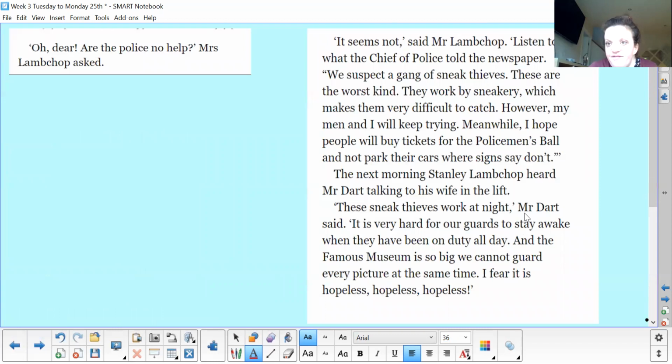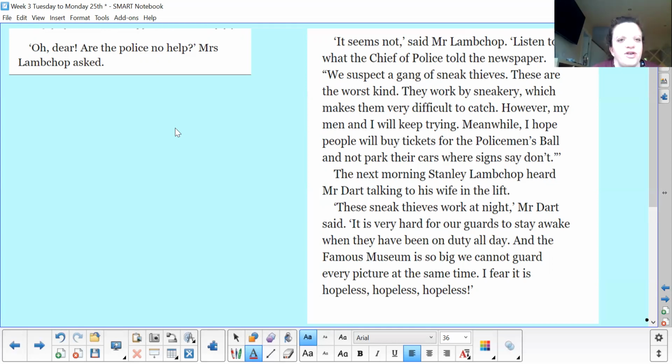Fantastic. Right, next part of our text. Yesterday in our story, we found out that the museum had been having lots of thieves come in and steal the paintings. And Stanley had noticed that the owner of the museum, Mr. Dart, was becoming very gloomy, and he found out that the reason why was because of these thieves coming in and stealing the different pictures. So that's why he was feeling really gloomy, and I read about it in the newspaper. So today we're going to carry on and see what's going to happen next. You can either pause and read by yourself, or you can read with me, however you like.